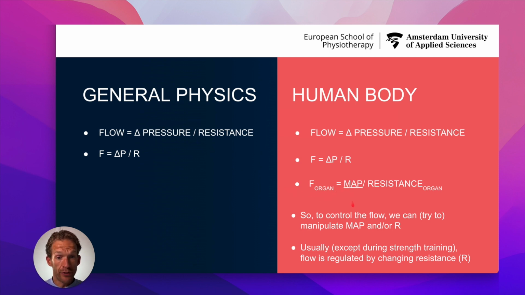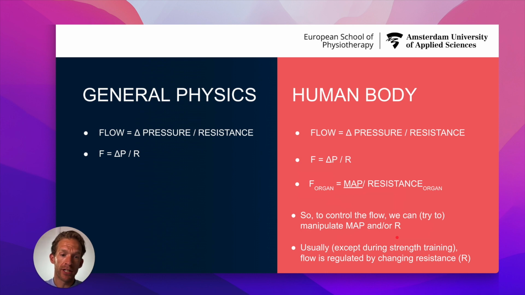As the pressure difference between arterial and venous components of the whole cardiovascular system is basically just the mean arterial pressure, you can see that the flow through an organ is actually the mean arterial pressure divided by the resistance through those organs. And that is just because the venous pressure is close to zero, so that means that the mean arterial pressure minus zero is the pressure difference. So what the body can do is just try to regulate mean arterial pressure and/or the resistance.